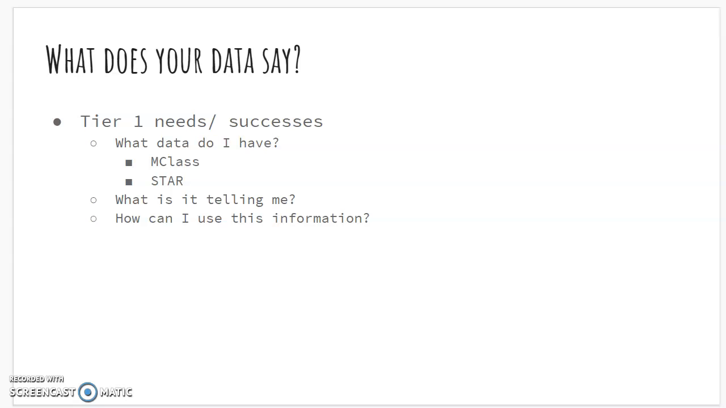Finally, how can I use this information? In this video, which gets a little bit more specific in the measures than video 1, I'm going to explain what the different measures say and then where you can go to learn more, to find resources and specific strategies for implementing either a change, a remediation, or an enhancement of your core instruction and what you're already doing.